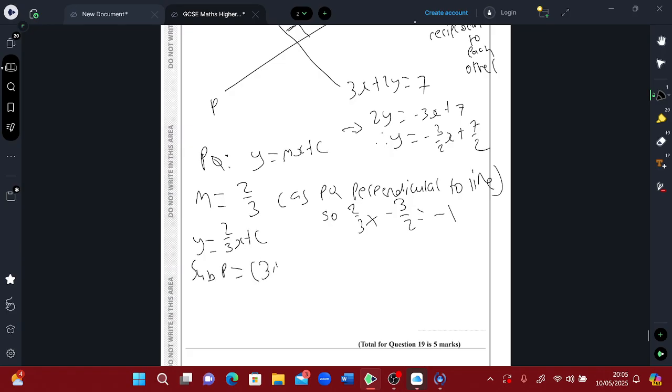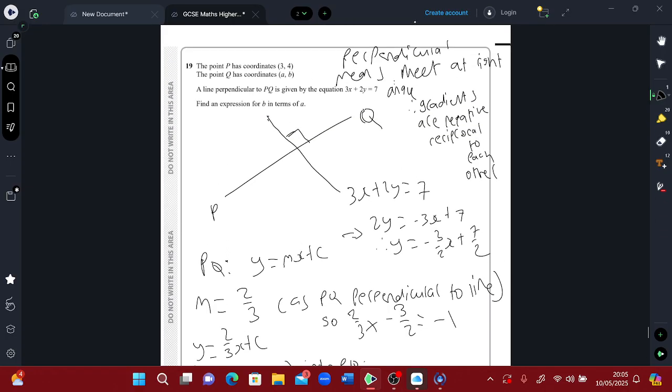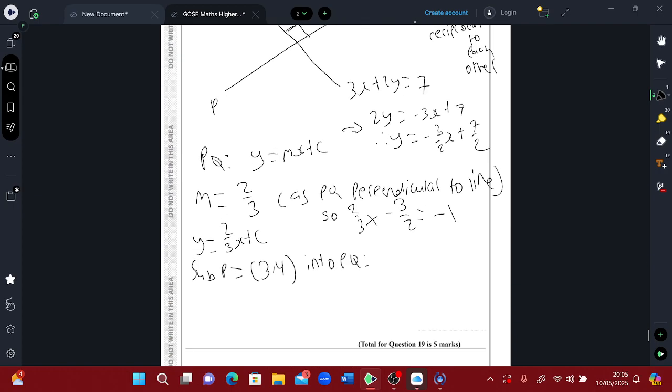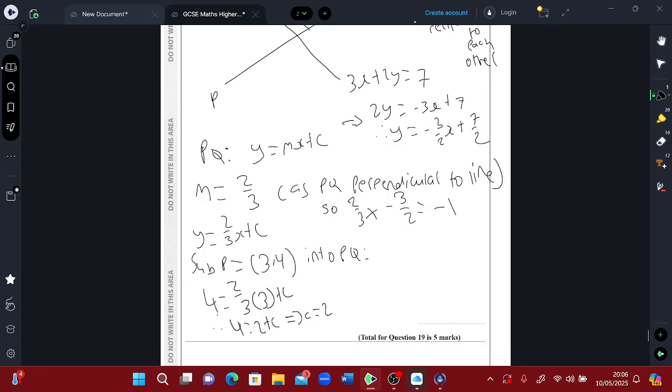Sub p, which is (3, 4), I believe, into the equation of PQ. Okay, so that means 4 is going to be 2/3 of 3 plus c. Well, actually, that simplifies to just 2, doesn't it? So 4 is 2 plus c, which means that c has to be 2 for that to happen. Therefore, y is 2/3 x plus 2. So we have an equation for PQ.